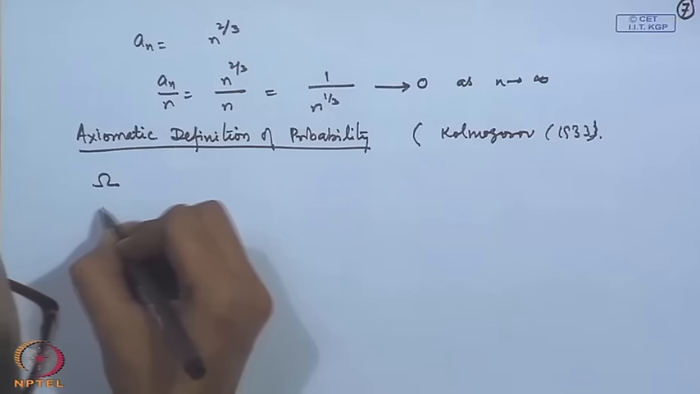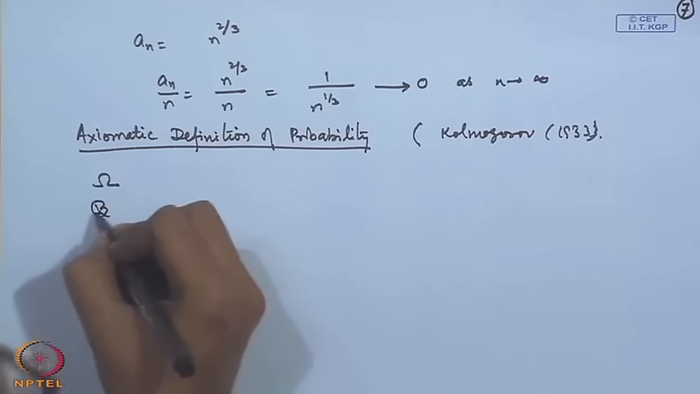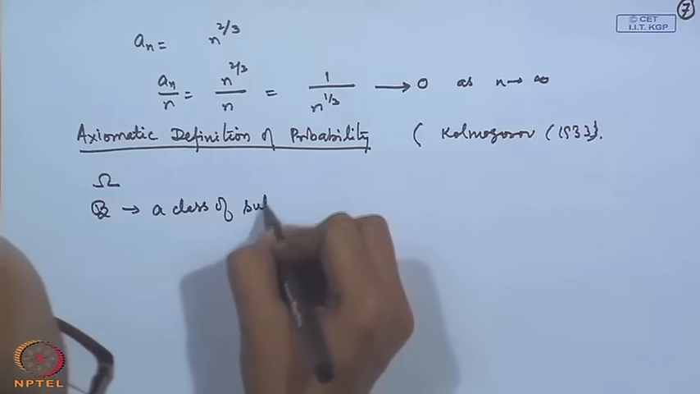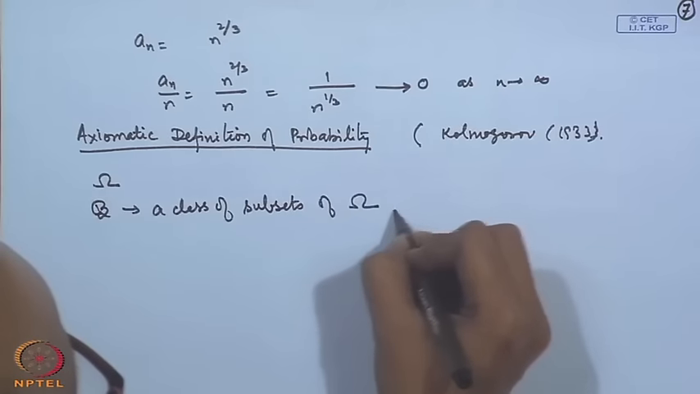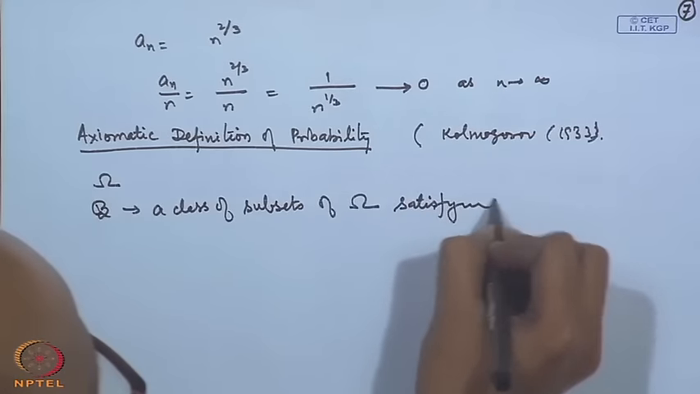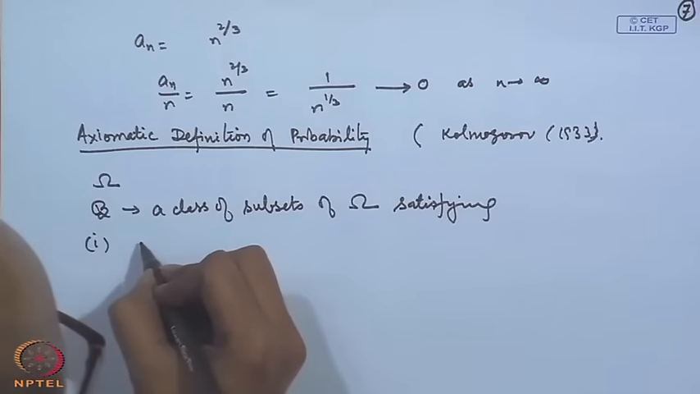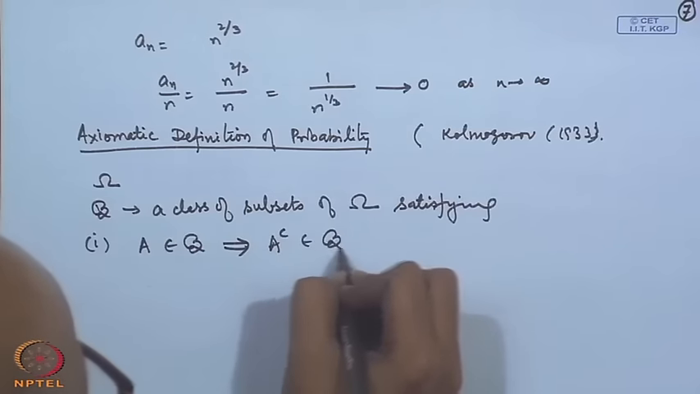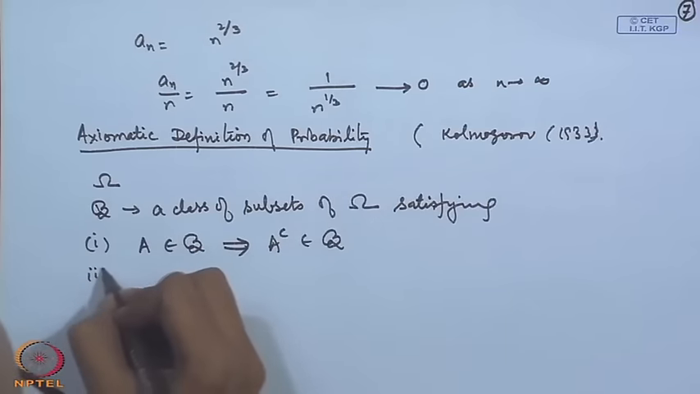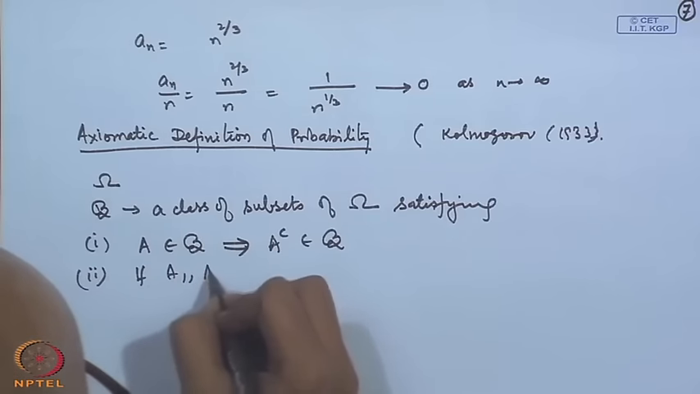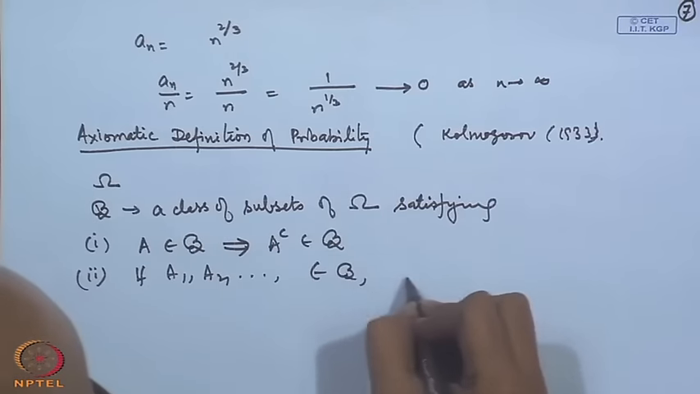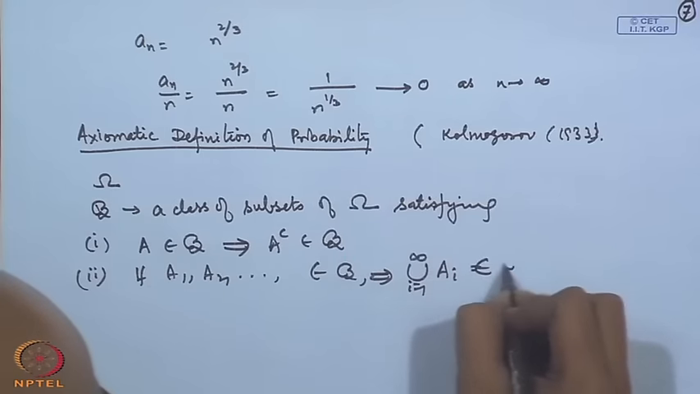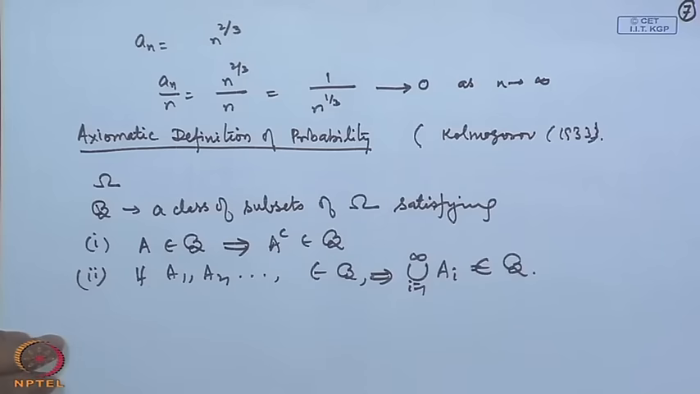So, we consider a structure. I use the notation script B; it is a class of subsets of omega satisfying the following two assumptions. One is that A belongs to script B implies A complement belongs to B, that means for every event its complement should be there. Secondly, if A1, A2 and so on belong to B, then its union must also be in B. That means, for any collection of events, its union will also be there.